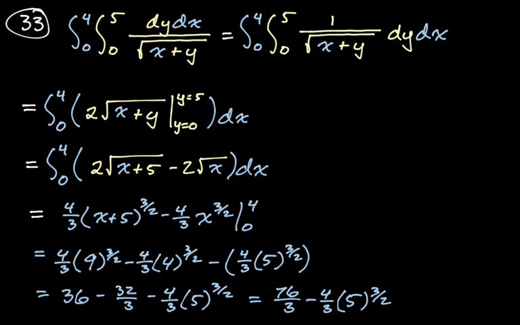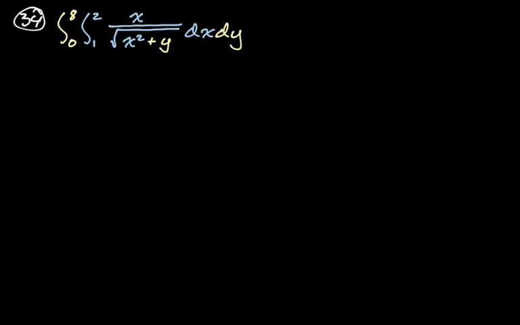All right, I'm going to do 34 and 36. 35 will be its own video. And when you watch the video for that, you'll see why. All right, integral from 0 to 8, integral from 1 to 2, x over square root of x squared plus y dx dy. So first we're integrating with respect to x. I'm going to rewrite the integrand with respect to x. So the first integral that I'm doing really looks like this: x times the quantity x squared plus y to the negative 1/2. I need to integrate this.